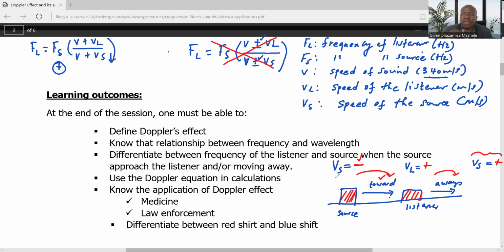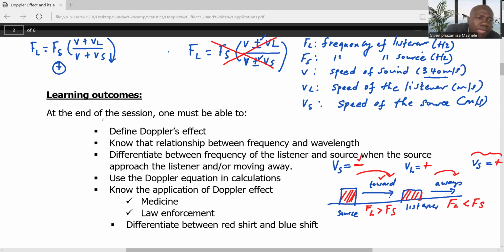By doing this, if the source is approaching the listener, the frequency of the listener will be higher than the frequency of the source. But immediately it moves away, the frequency of the listener will be less than the frequency of the source when you're using a plus formula, but you can still use a minus formula.